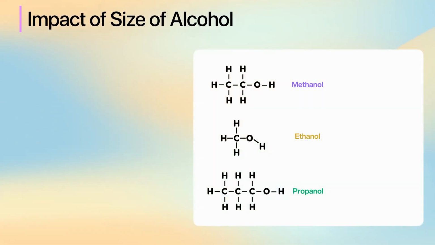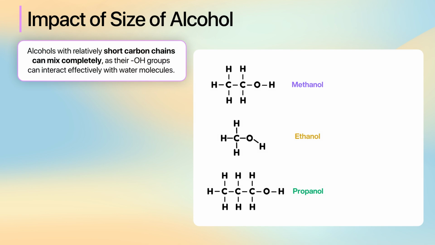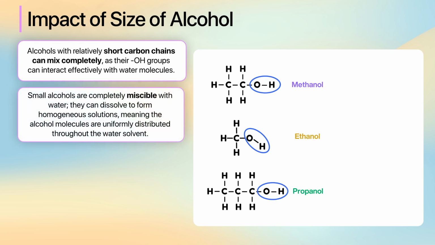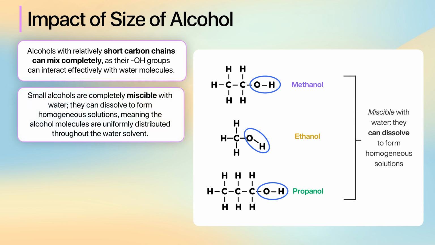Let's look at the smaller alcohols: methanol, ethanol, and propanol. These alcohols have relatively short carbon chains and a single OH group. Because of this, their OH groups can interact effectively with water molecules, allowing them to mix completely. Because of this, we say these alcohols are completely miscible with water. They can dissolve to form homogeneous solutions, meaning that alcohol molecules are uniformly distributed throughout the water solvent.